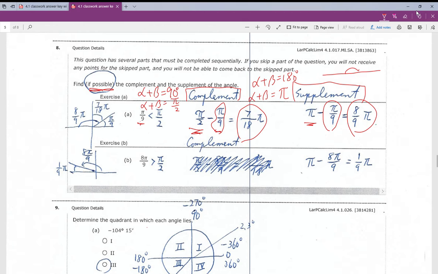So this angle is already greater than pi over 2. So we say this is no complement angle. My ugly writing, sorry. No complement angle. Okay.